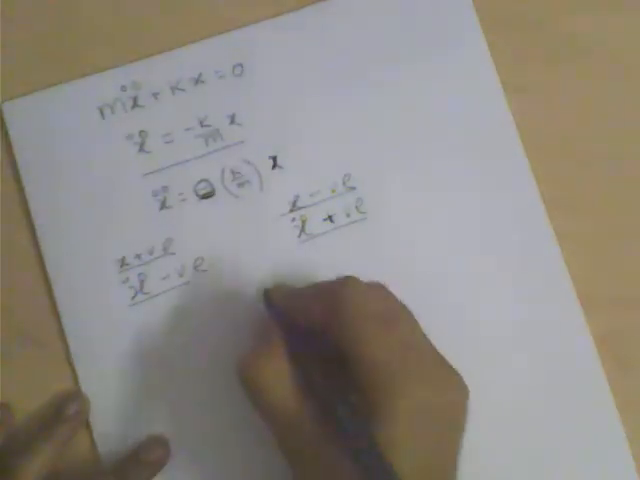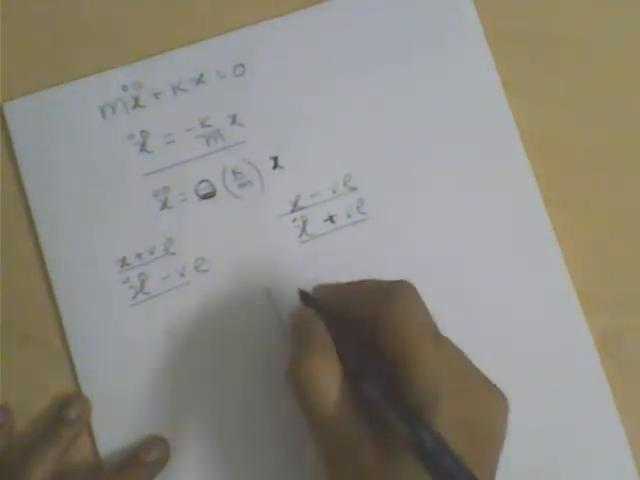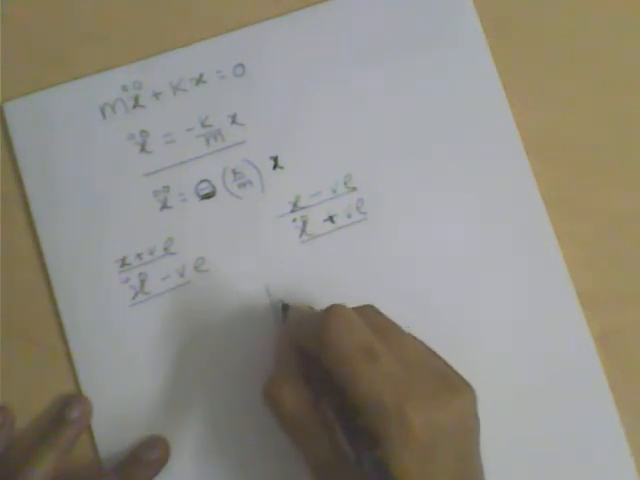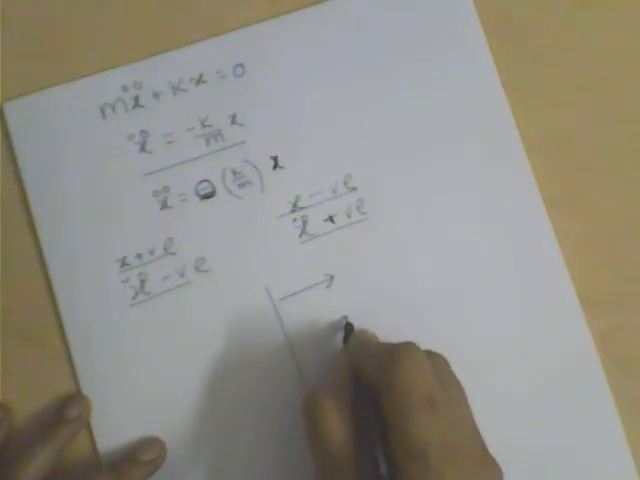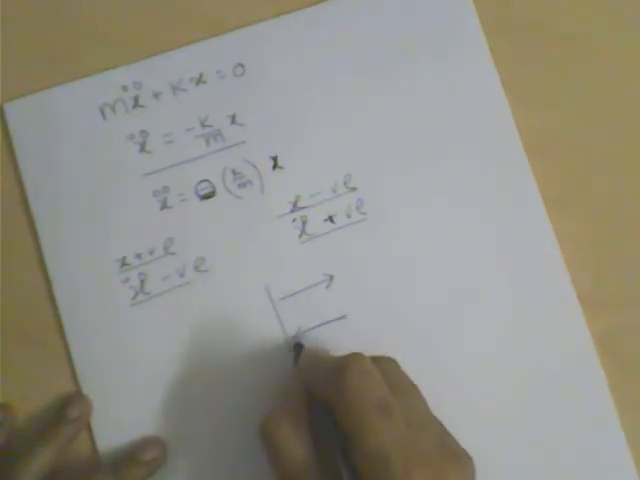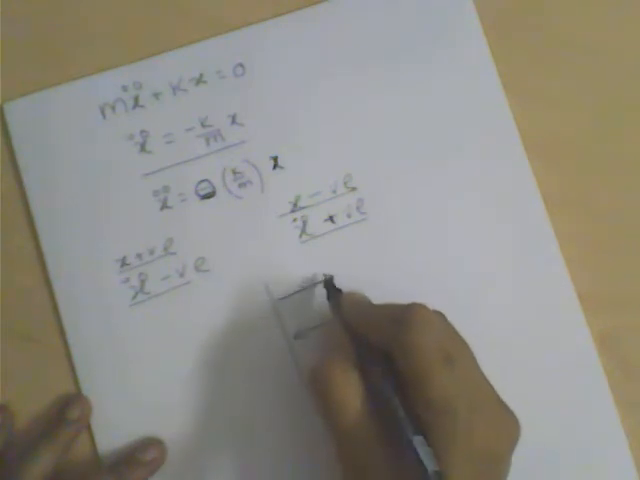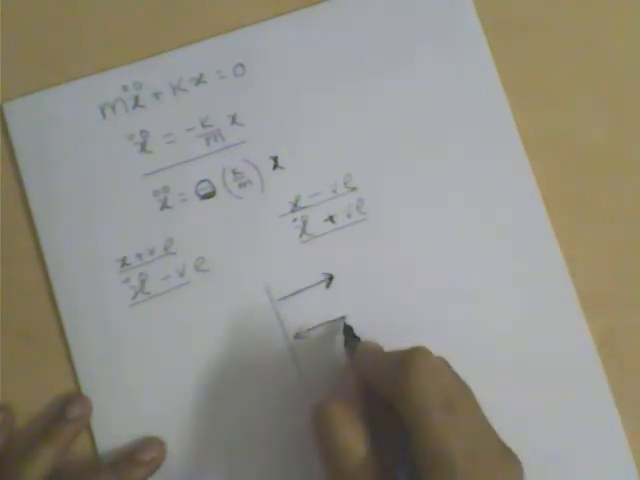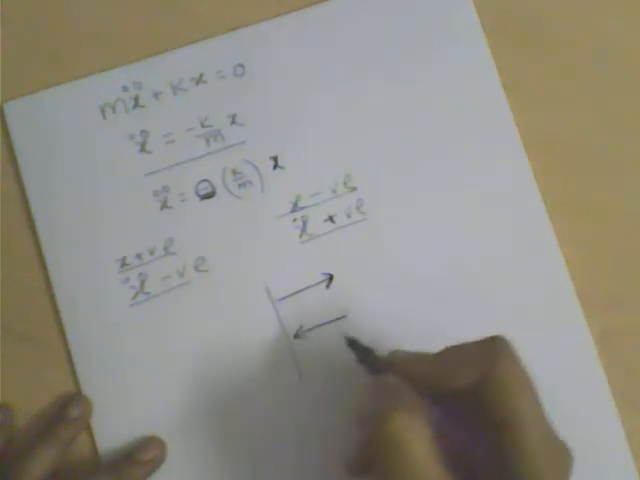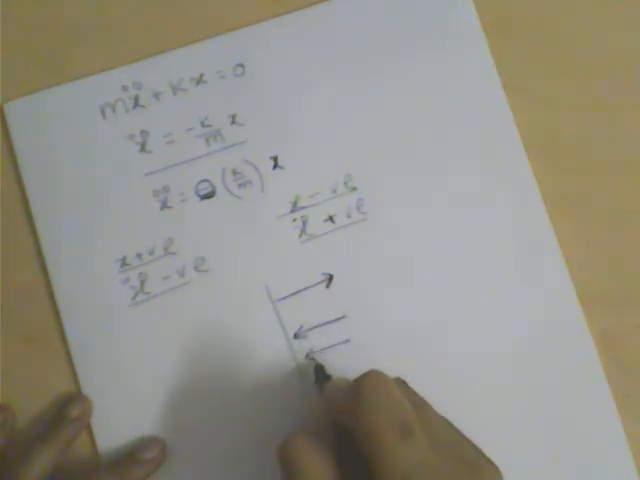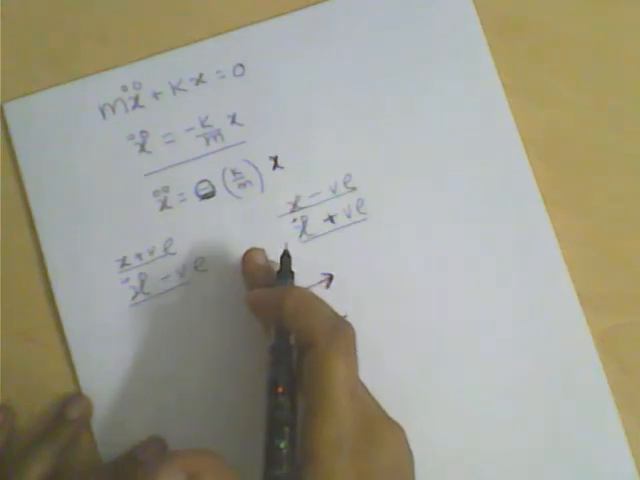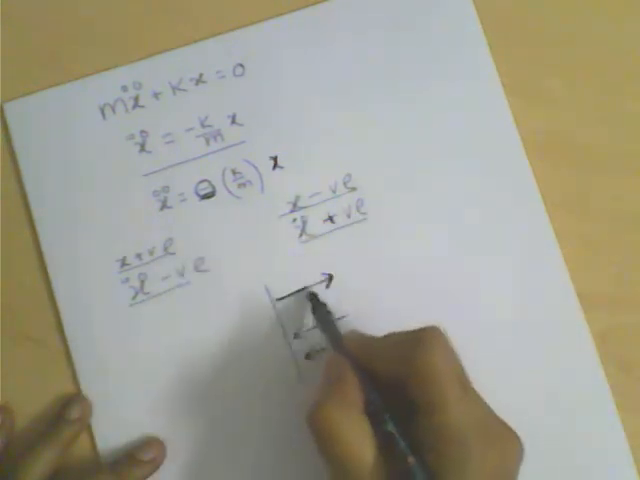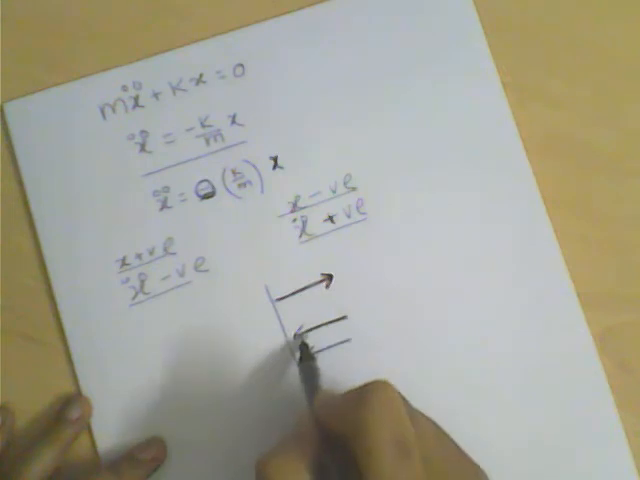Let's say this is where the mean position of the mass is. If the mass is displaced in such a way that this is x, then the acceleration will always be in this direction. So when the mass is displaced towards the positive side, the acceleration is in this direction, which essentially means that the spring force acting on it will also be in this direction. So the spring force will always try to push it towards the mean position.